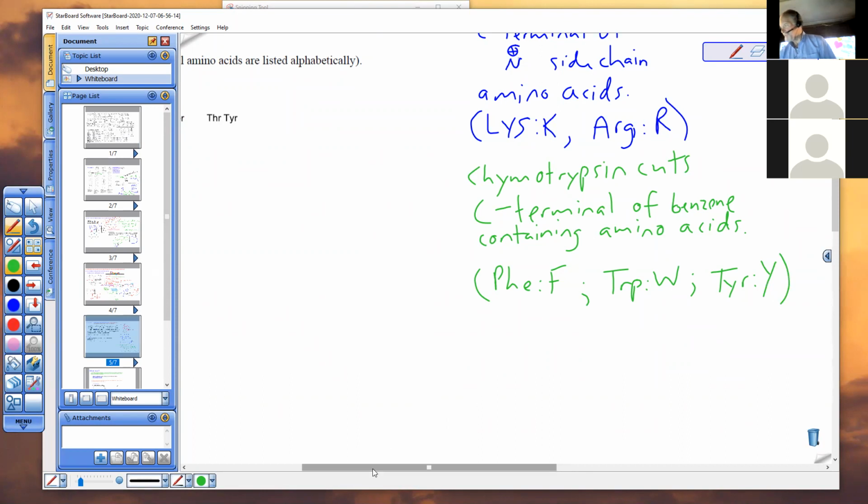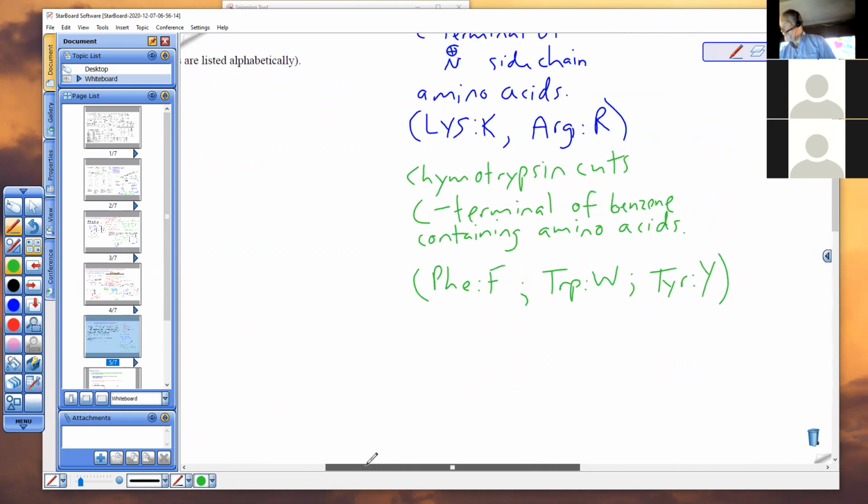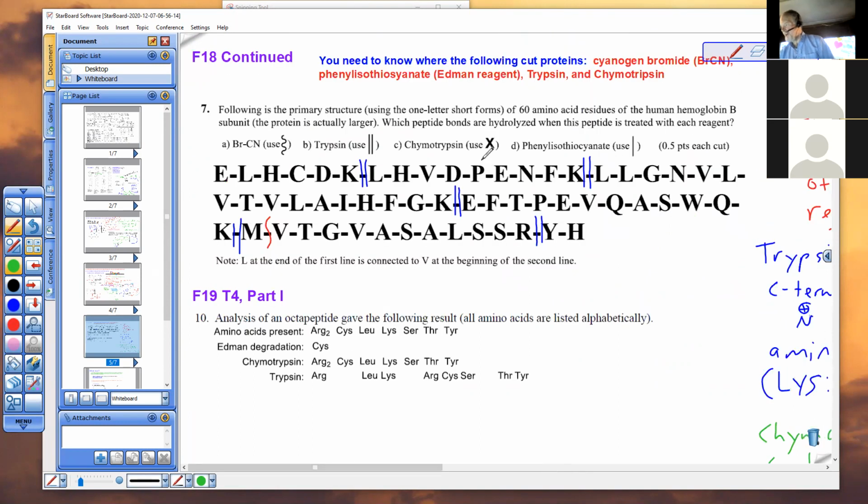Okay. So chymotrypsin, we're looking for FWY. FWY, and we're going to use a big green X. FWY, FWY. Just keep saying it to myself. I might not miss them. I think I got it all. FWY.